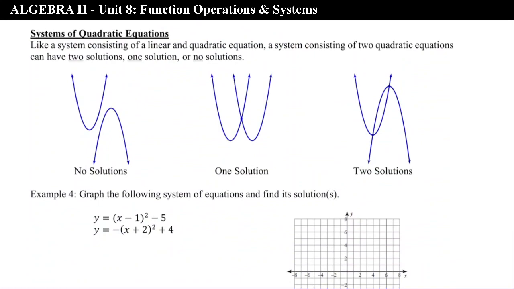Now let's talk about systems of quadratic equations, where both are quadratic, and it's going to behave very similarly to what we just did. So you can have either two solutions, one solution, or no solutions, and that's provided for you, what it looks like for each of those. No solutions, you have two parabolas that just happen to not meet. One solution, they intersect in one spot, and then two solutions, they intersect in two spots.